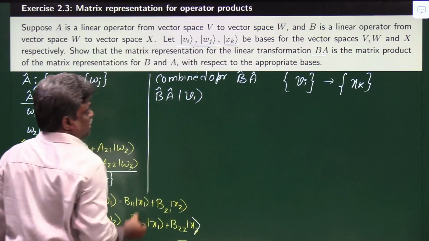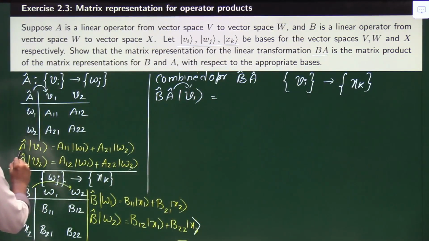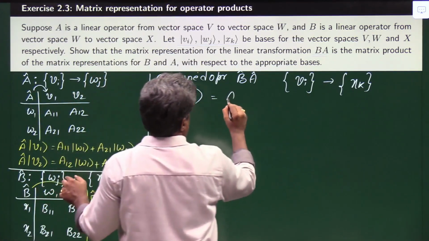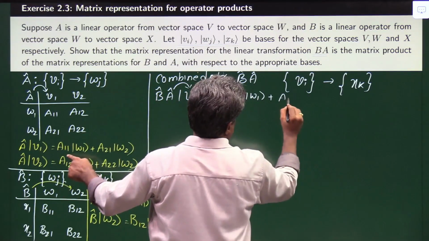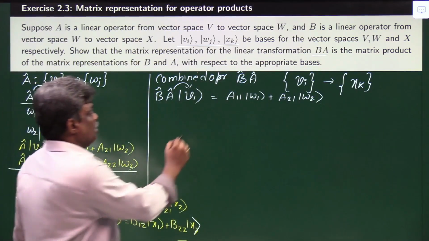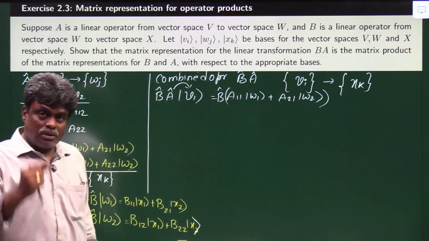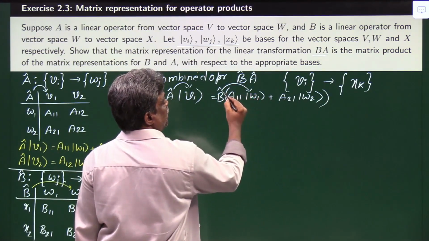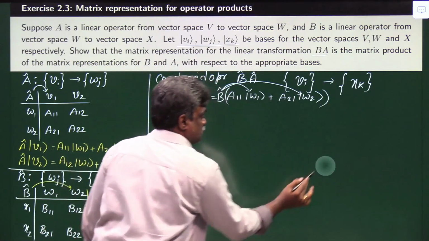So V1 I have taken. So now this A operates on V1 first. Already we know what A operates on V1. Please take this linear combination: A11 W1 plus A21 W2. Nice. But this B operator is as usual. Now this B operator is operating on W1 as well as W2. So first let us take this W1.